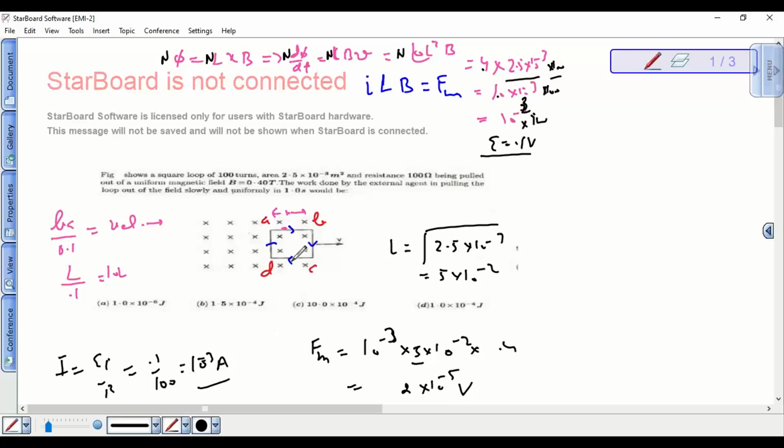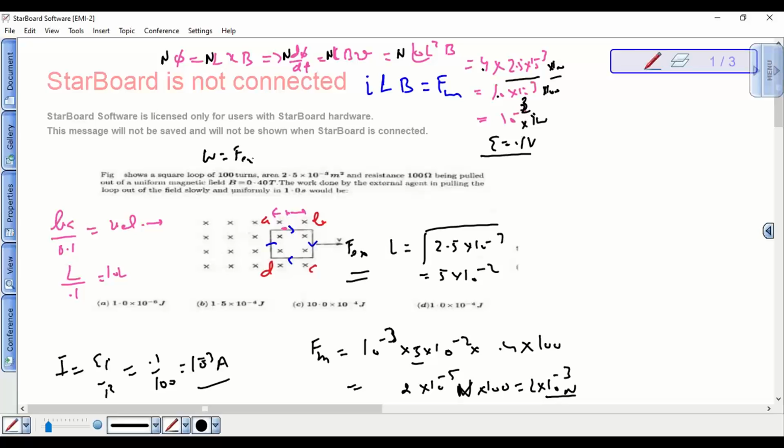Now again, since there are 100 turns, we expect that the force is also to be multiplied by a factor of 100, because there are 100 lengths like AD. So when you multiply this with 100, the force is 2 into 10 to the power minus 3 newtons. So that is the force acting on AD, and that is the external force required to compensate or balance this force. So if you multiply this with the length of AB, then you get the work done.